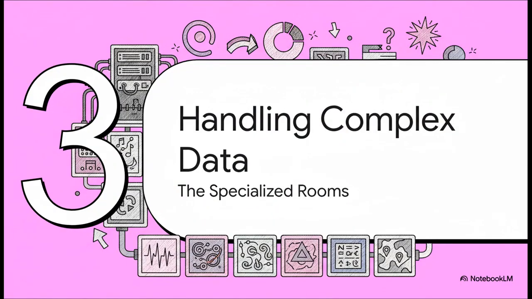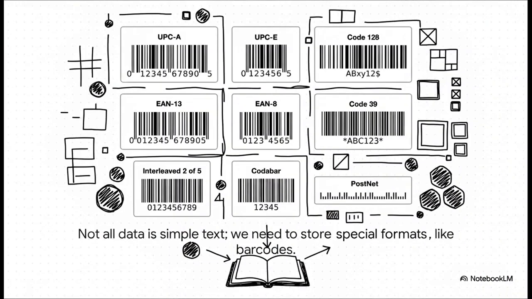Now, not everything we want to store in our building is a simple piece of text, like a name or an address. Sometimes we run into these unique types of data, and we need to build specialized rooms just to handle them properly. For instance, what about barcodes? I mean, look at them. They're a mix of lines, numbers, and sometimes even letters. We can't just cram that into a storage space designed for a standard number. We have to design a spot that actually understands this weird, unique format.